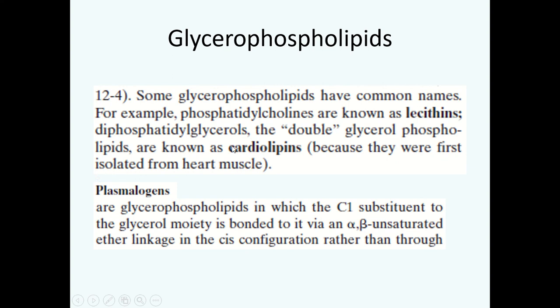Diphosphatidylglycerols are also called cardiolipins. They get their name because they were first isolated from heart. Some different types of lipids contain an ether bond rather than a typical ester bond. For example, they're called plasmalogens.